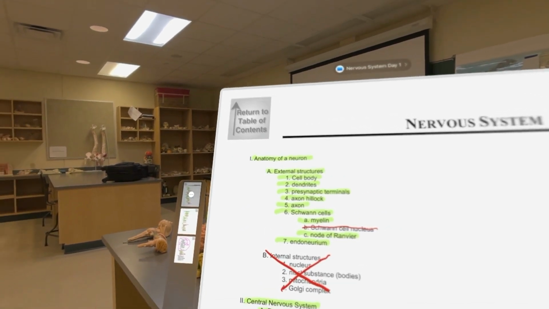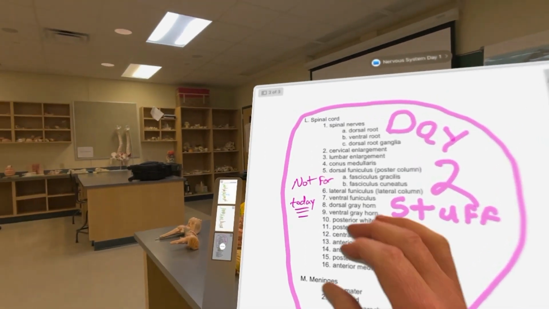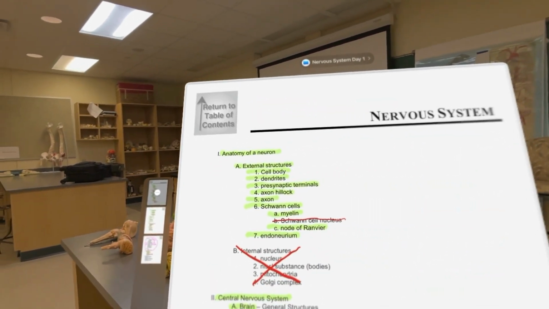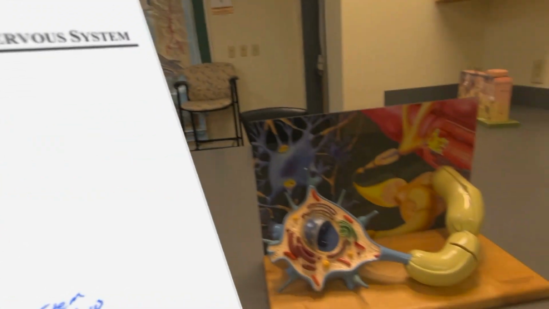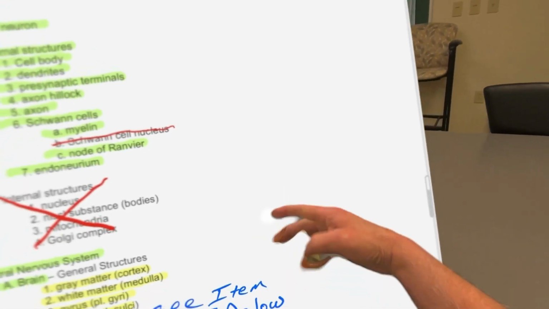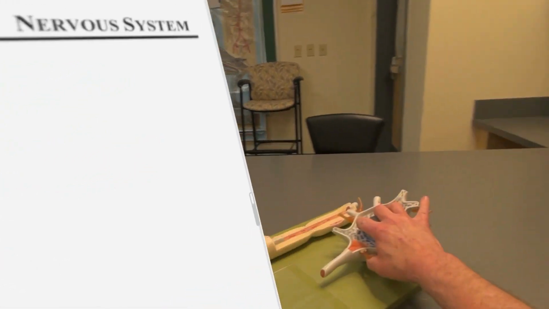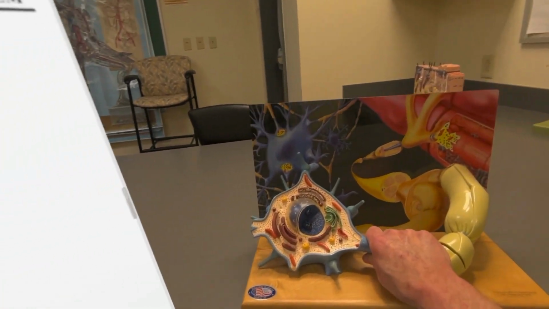We're going to be seeing some things on this page that we won't be looking at until Day 2, so let's focus on the Day 1 stuff. We're going to begin with anatomy of a neuron, and for that we have two models. We've got this guy, and this one that's hiding behind our document. We'll use both of these. I'll hide that one for a moment, and we'll bring this back over here.